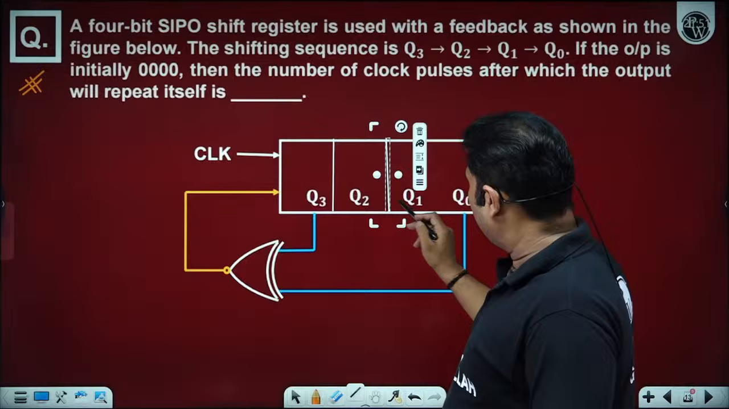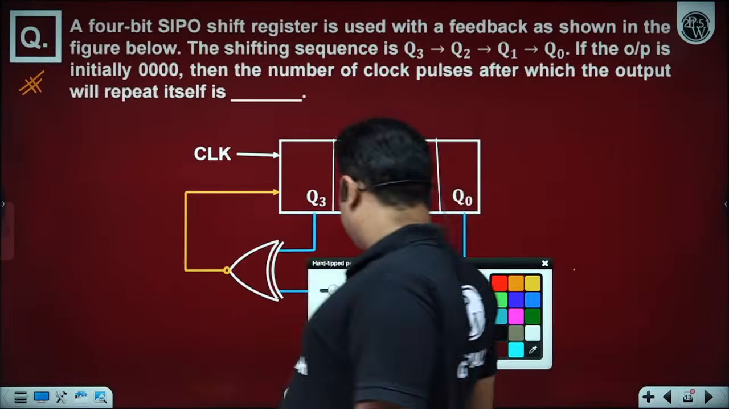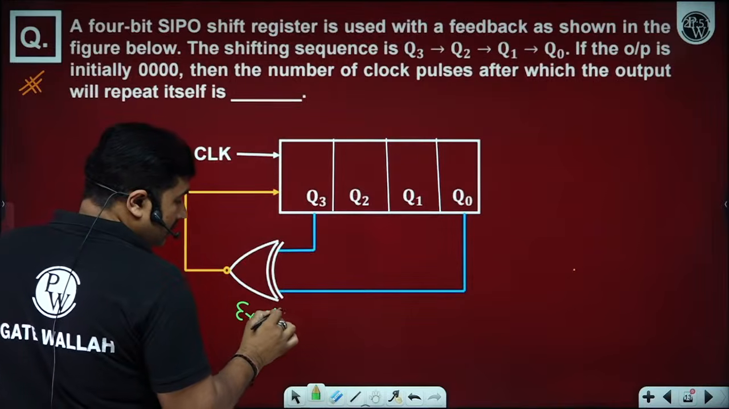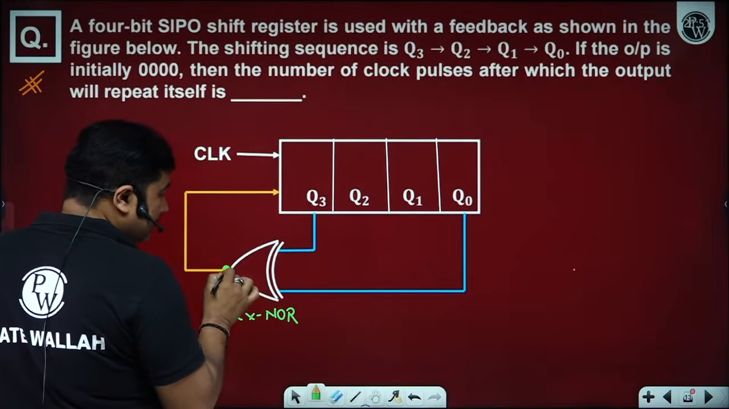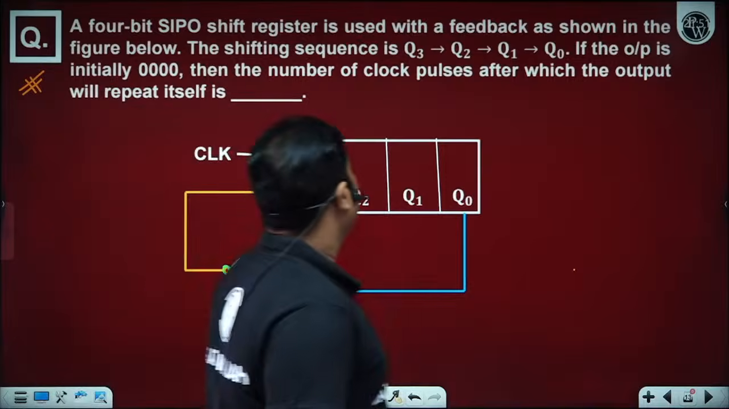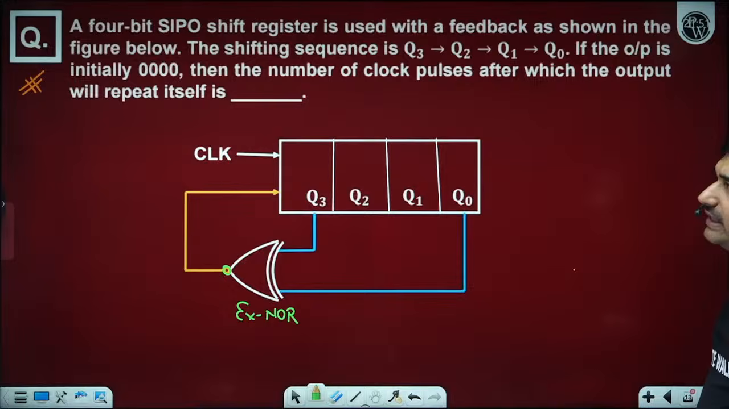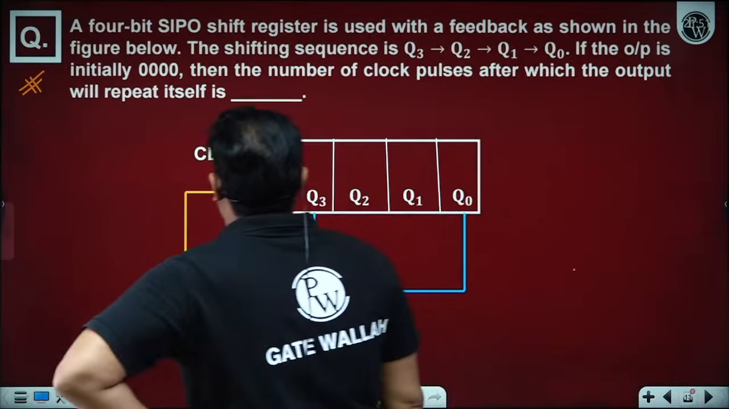Can you answer now? Instead of using XOR, we are using XNOR, and this XNOR gate is created like this. So can you answer? Initially, a 4-bit SIPO shift register is used with feedback as shown in the figure below, shifting sequences Q3, Q2, Q1, Q0. If the output is initially 0, 0, 0, 0, the number of clock pulses after which the output will repeat itself is.